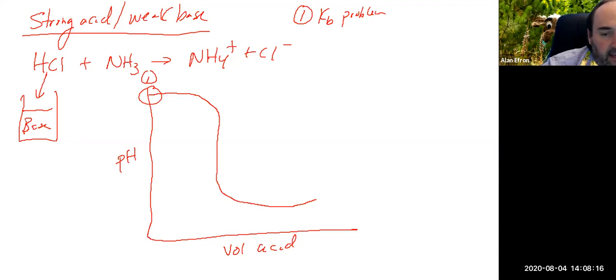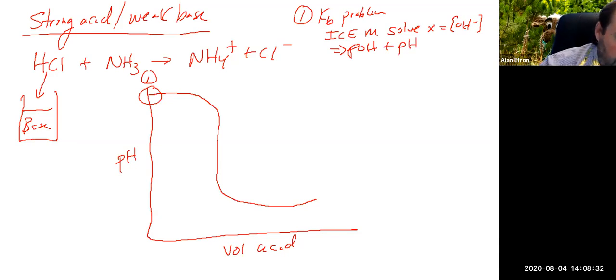Again, you could do an ice table in molarity because you haven't added any acid in this case. You're going to solve for x. x is going to equal your OH minus concentration, which gets you to your pOH and then to your pH. So again, that requires one ice table to get to the concentration of your weak base. Again, our equivalence point we'll just put here. Before the equivalence point, after starting the titration, that's area number 2.